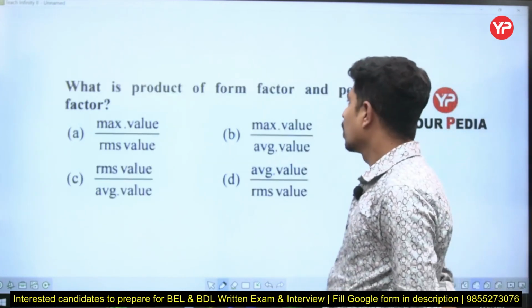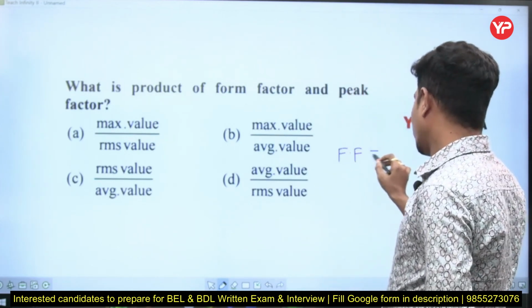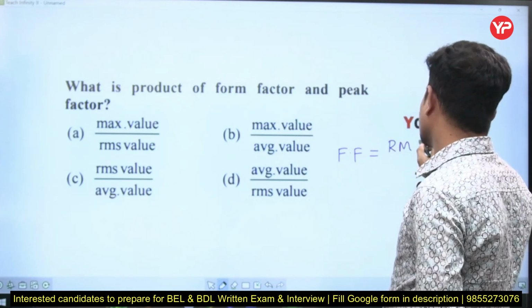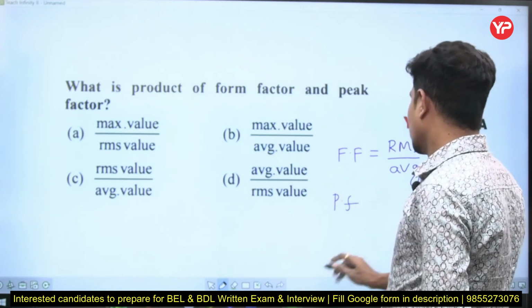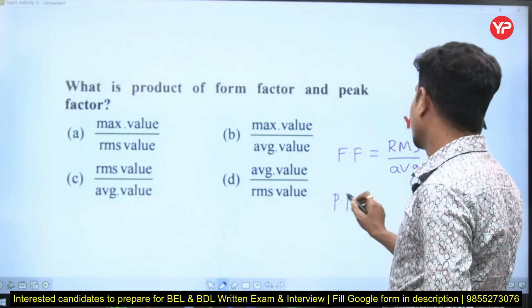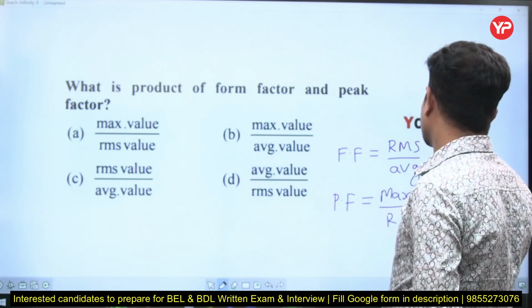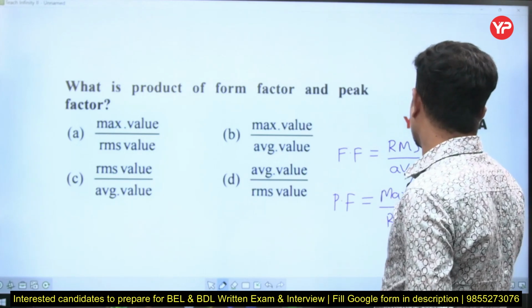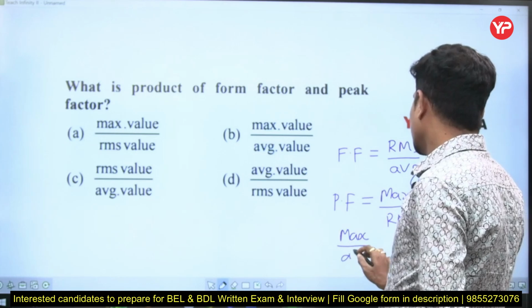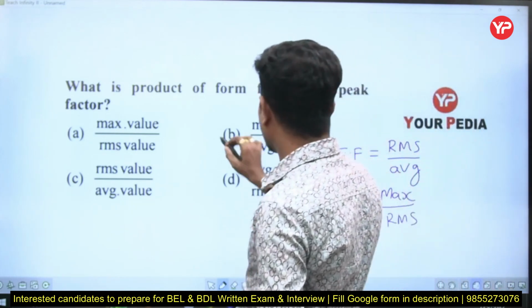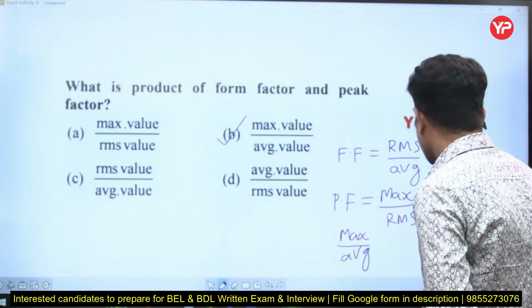Next, what is the product of form factor and peak factor? I told you form factor is equal to RMS value by average value. Peak factor means not power factor. People will misunderstand between peak factor and power factor. Peak factor means maximum value by RMS value. If you multiply these two, RMS will get cancelled, then you are going to get maximum value by average value. Option is D. D for Delhi. Next question, please.